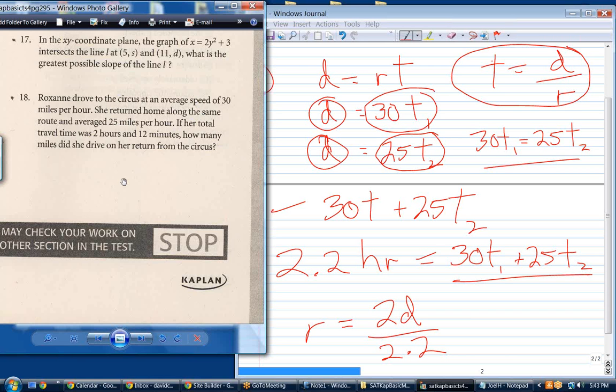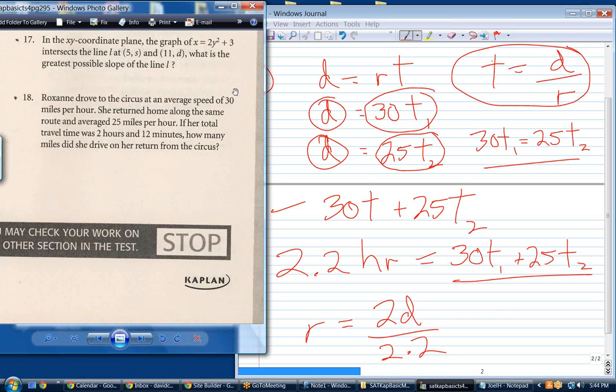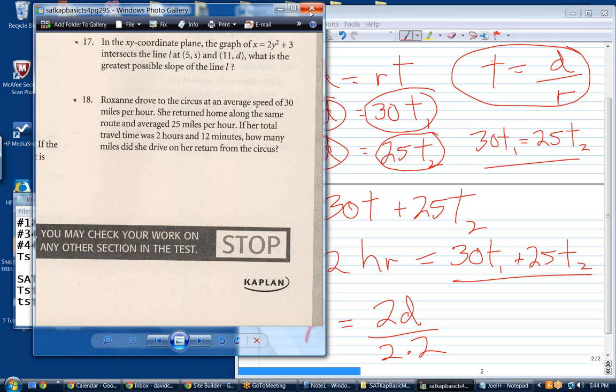And I don't want to waste any more time fumbling around trying to figure out how to solve this. So let's go on. That never is any good. We'll come back to 18. I'll make a note about 18 and we'll come back to it. But for now, let's just go on.